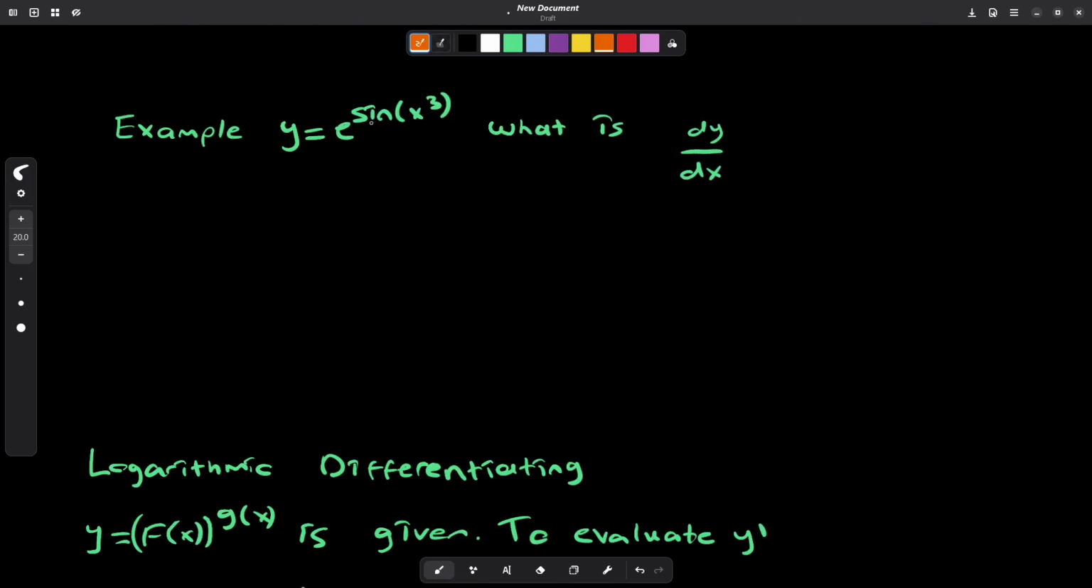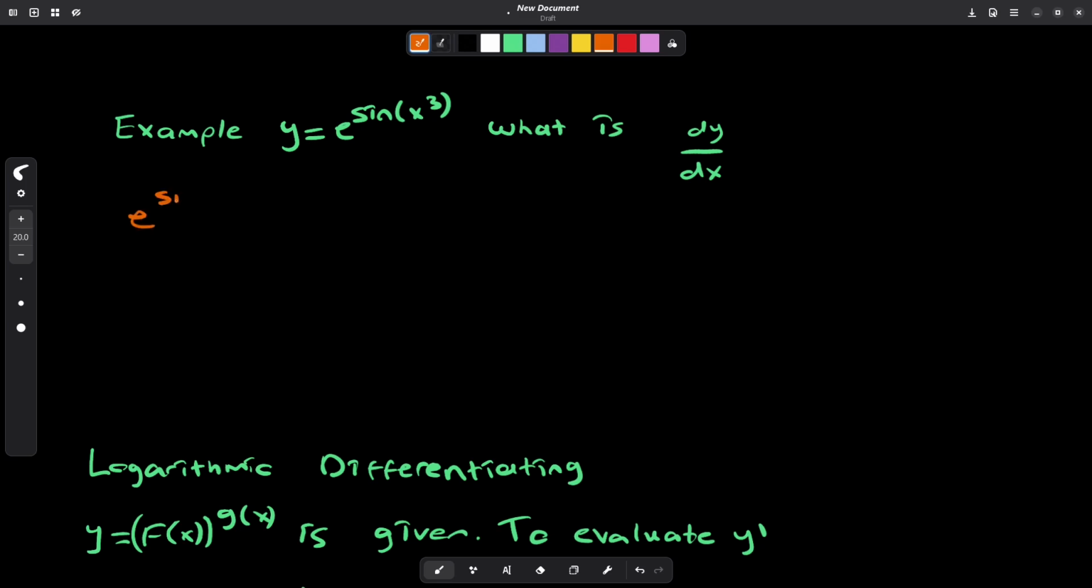Example, y is equal to e to the sine x cubed. What is dy over dx? Another notation for differentiating with respect to x. Let's start. We are differentiating e to a power. Therefore, we will use the rule. What is my rule to differentiate e to a power?